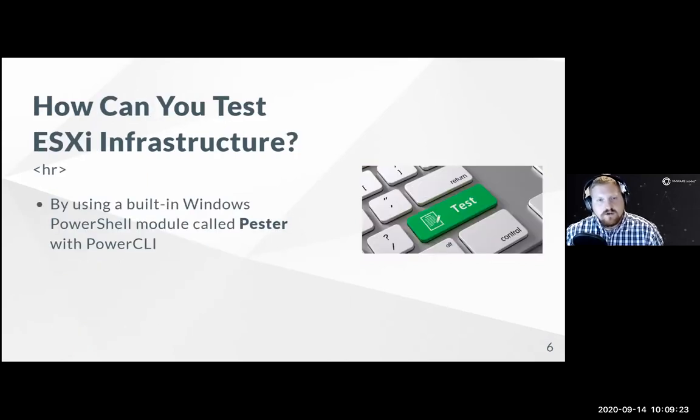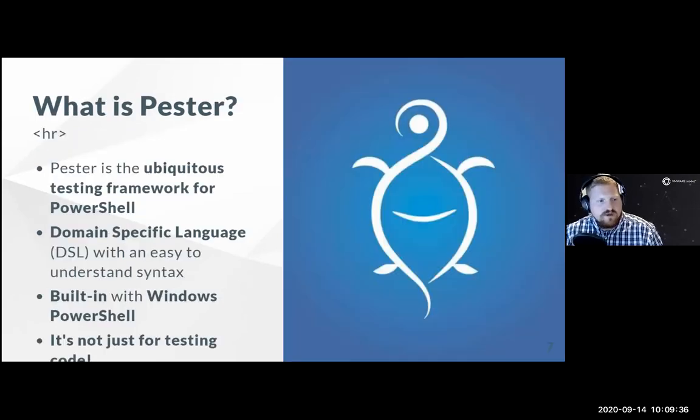So you're probably wondering how you can test your ESXi infrastructure. Well, we're going to do so by using built-in Windows PowerShell modules called Pester with PowerCLI. So just what is Pester? Well, Pester is a ubiquitous testing framework for PowerShell. It's a domain-specific language, which means it usually has pretty easy to learn syntax. Great thing is it's built into every version of Windows PowerShell starting with, I believe, 4.0 and up. And it's not just for testing code.